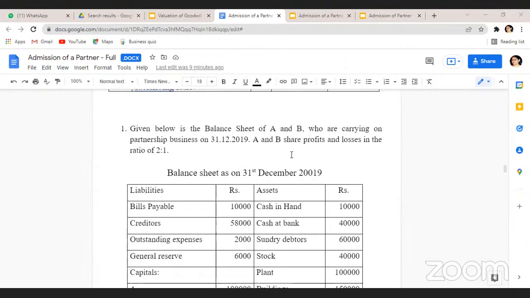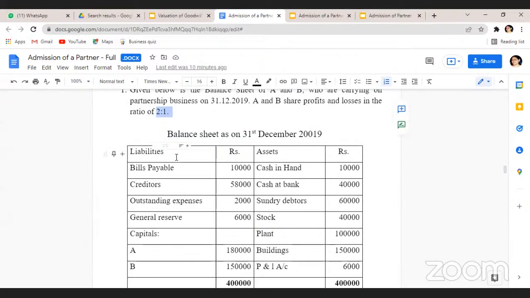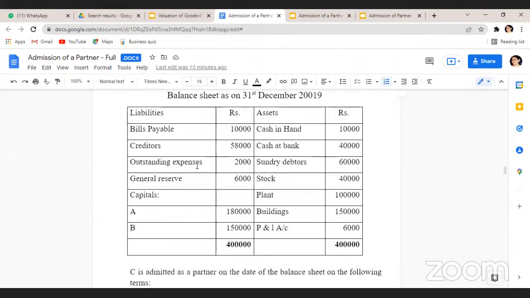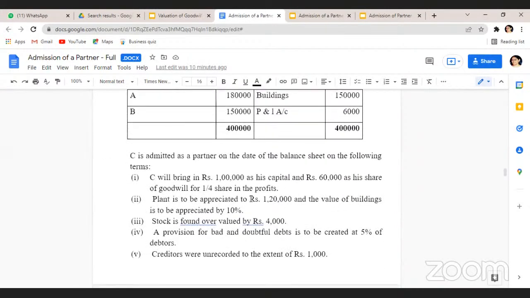Look at this. In this question, first he said A and B are partners, and the profit sharing ratio of A and B is given. Next, from the balance sheet, what are the accumulated profits? Accumulated profits means general reserve, workmen compensation fund, and profit and loss account. General reserve is one accumulated profit, and profit and loss account is another. So these two will come in the partners' capital accounts.